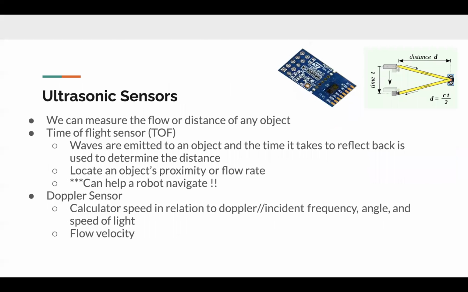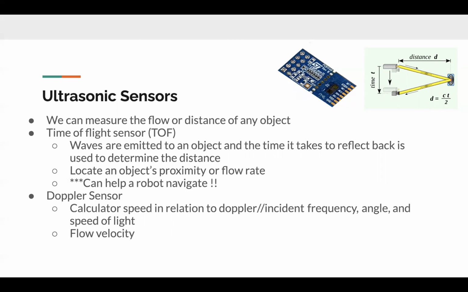Okay, so the first type of sensor that I wanted to talk about is an ultrasonic sensor. And there's two different types. There's one that's called time of flight, and then there's another one called the Doppler sensor. They're pretty similar, but they're different when you're talking about manufacturing and also the cost, which is really big and important to consider if you're mass producing any type of system or design.